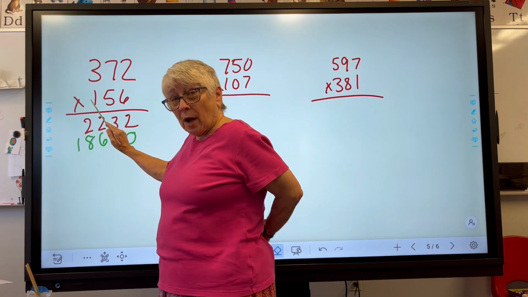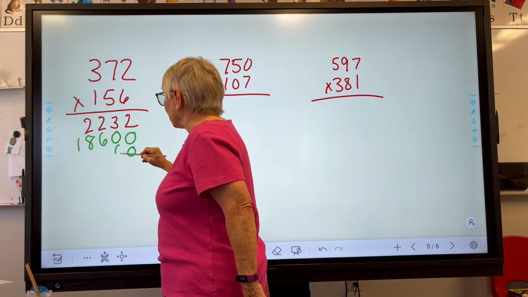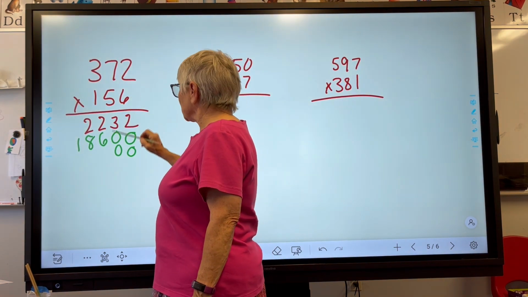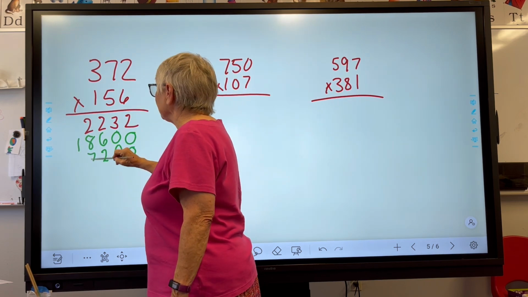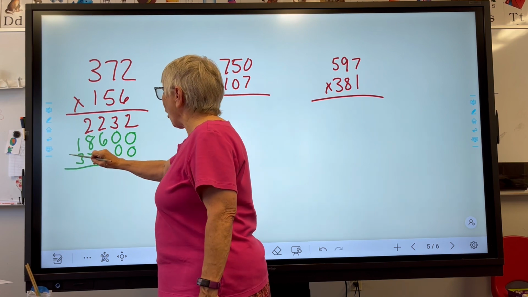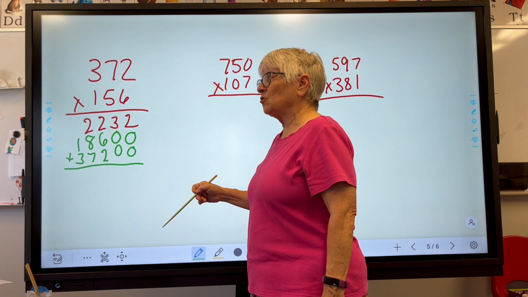Now this is not a 1. This is a 100. So we're going to put both of those zeros that are on the 100 in there. And 1 times 2 is, of course, 2. 1 times 7 is 7. And 1 times 3 is 3. Now we're going to add all of those together. This becomes an addition problem.